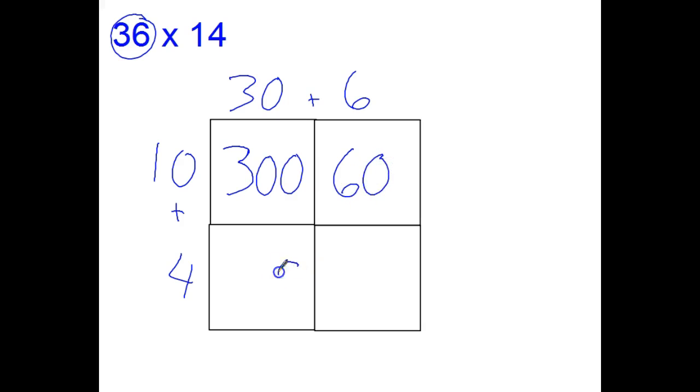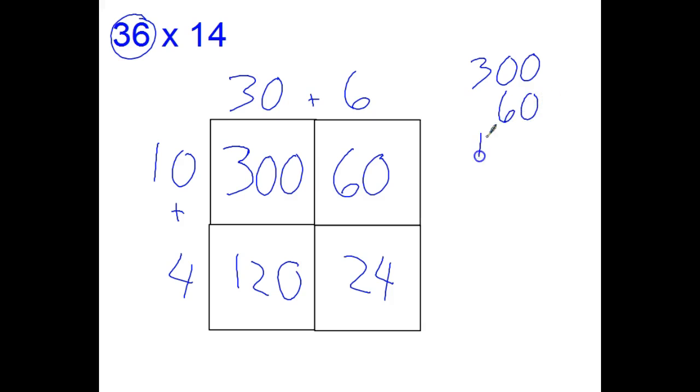4 times 30, 1 zero, and 4 times 3 is 12. And 4 times 6 is 24. Add up my numbers. I got a 300, a 60, a 120, and a 24. If you noticed, I didn't care so much about whether I went here or here second. As long as I start with this square, that's always going to be the biggest number.